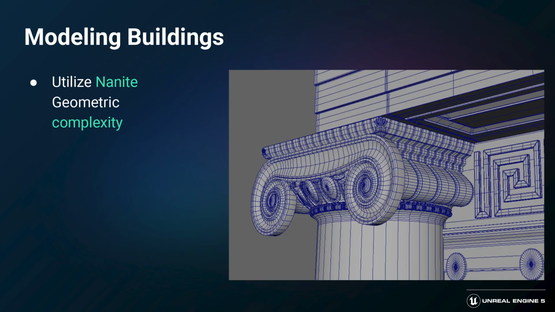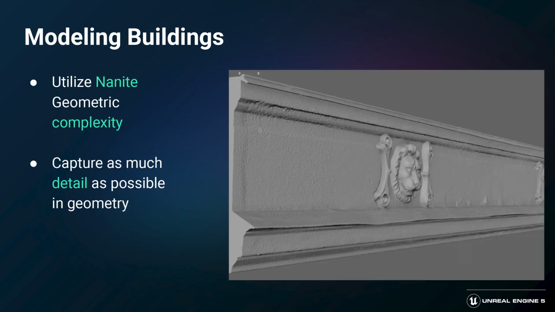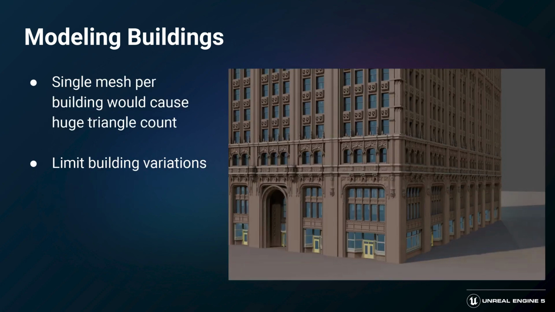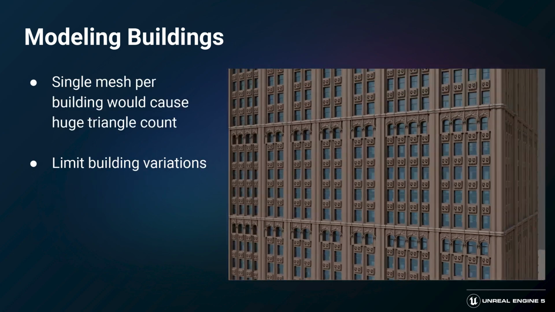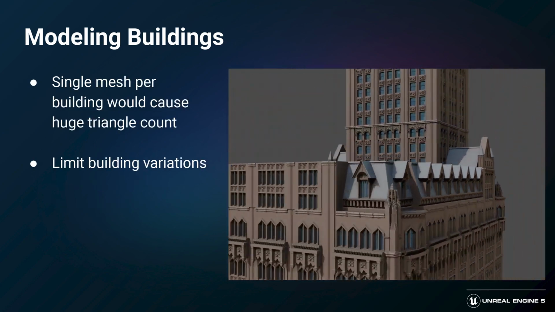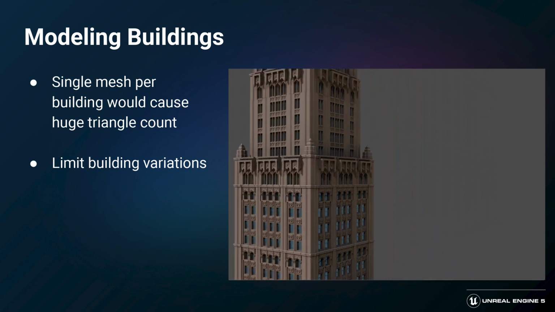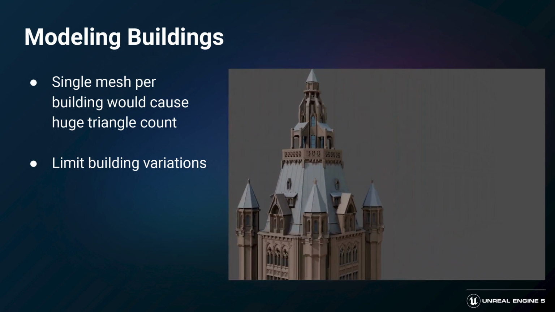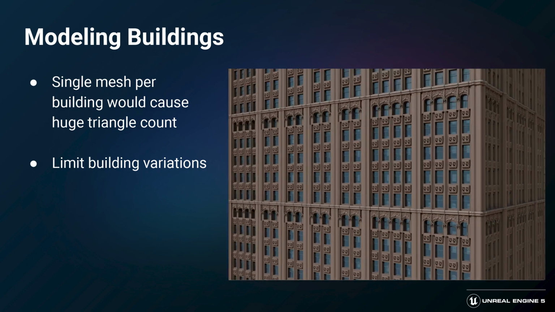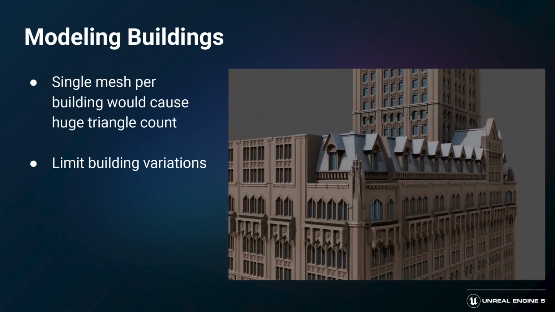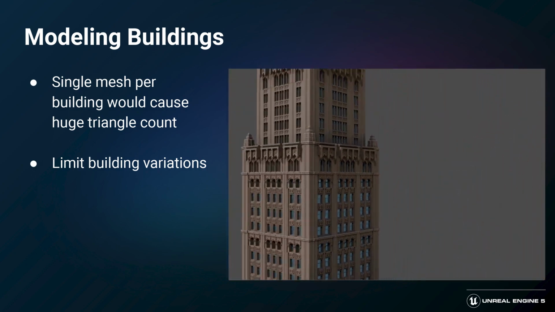Utilizing Nanite, we wanted to capture as much geometry detail as possible. We included building imperfections, wear, damage, and bevels in the base geometry, no displacement required. All this detail meant it would be prohibitive to construct the buildings as a single static mesh. The triangle count would be incredibly high, and while Nanite could handle the triangle counts, a single static mesh would limit our ability to create building variations.